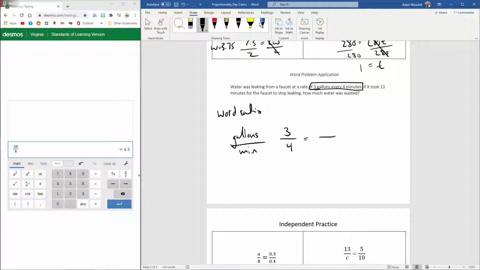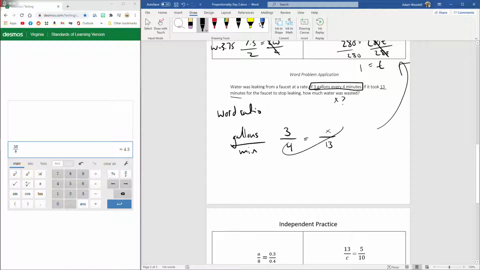Because it's a proportion, I know I'm going to need to have another ratio of gallons to minutes. I'm looking at this number here, 13 minutes for the faucet to stop leaking. So I'm going to put 13 minutes wherever I said minutes was going to go. In this case, it's the denominator. How much water was wasted? When it's asking us to solve for something, that's going to be our variable because we don't know what it is. Fill in our blank with our variable, and now we have something that looks like what we did up there. So we start by cross multiplying.